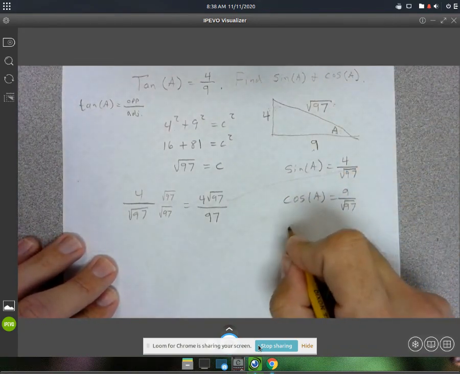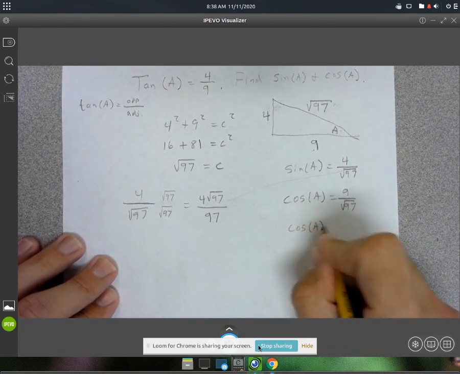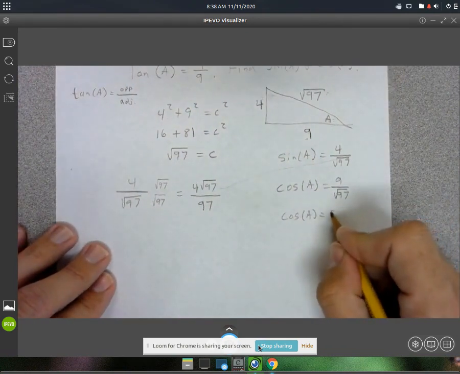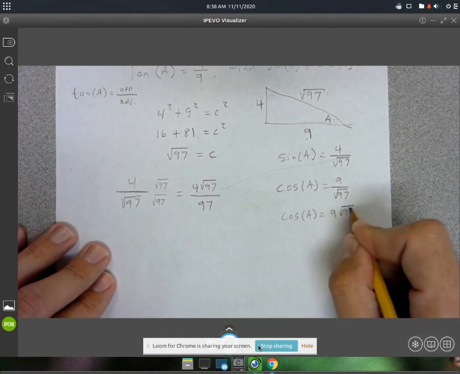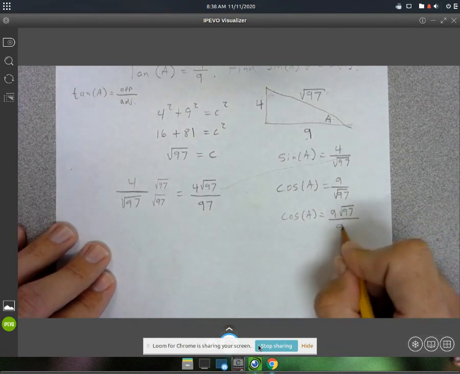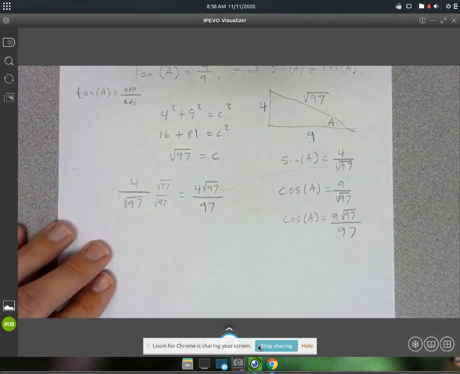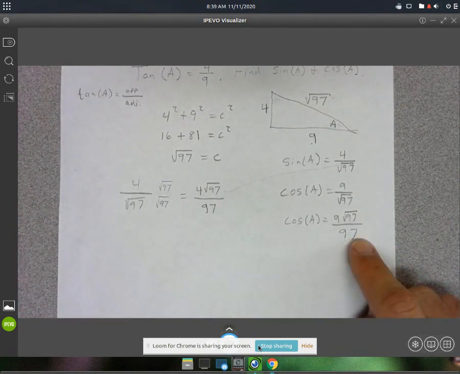Cosine works the same way. It's just going to be 9 root 97 over 97. All right, and now it's rationalized.